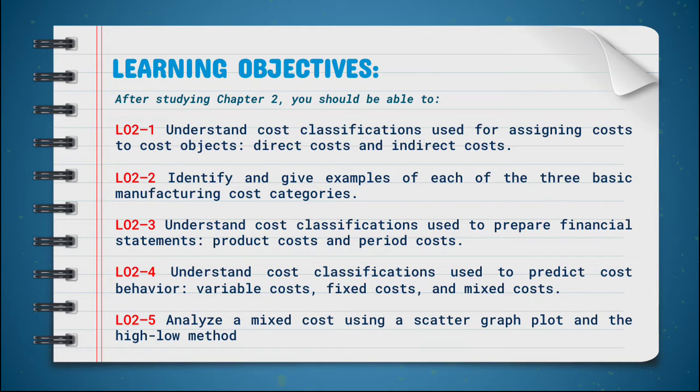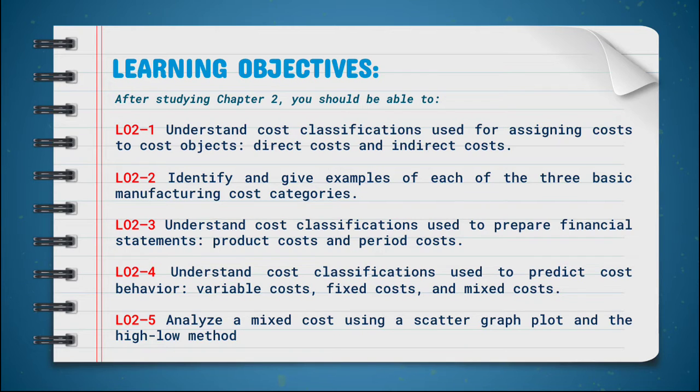for assigning costs to cost objects: direct costs and indirect costs. Second, identify and give examples of each of the three basic manufacturing cost categories. Third, understand cost classifications used to prepare financial statements: product costs and period costs. Fourth, understand cost classifications used to predict cost behavior, which include variable costs, fixed costs, and mixed costs.